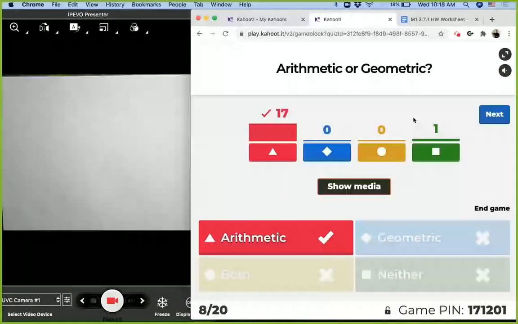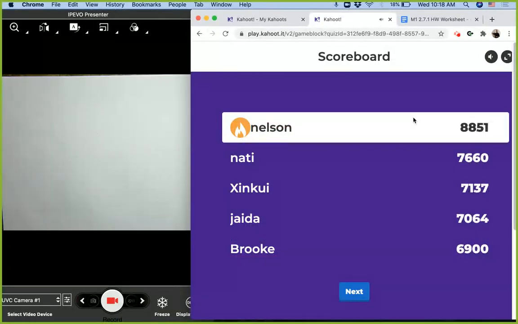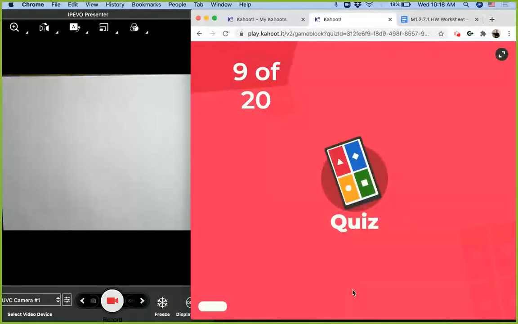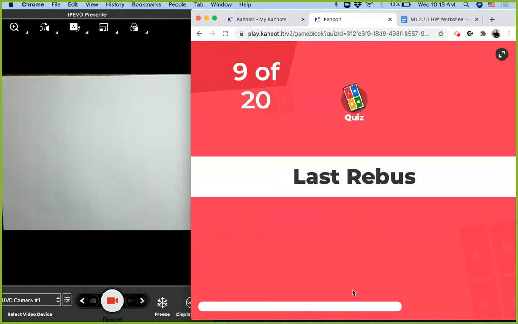Okay. That's going to boost everybody. What? No one changed? Oh, okay. Just kidding. I think everyone just boosted. All right, double points because it's just not the last rebus. It's not the last rebus.